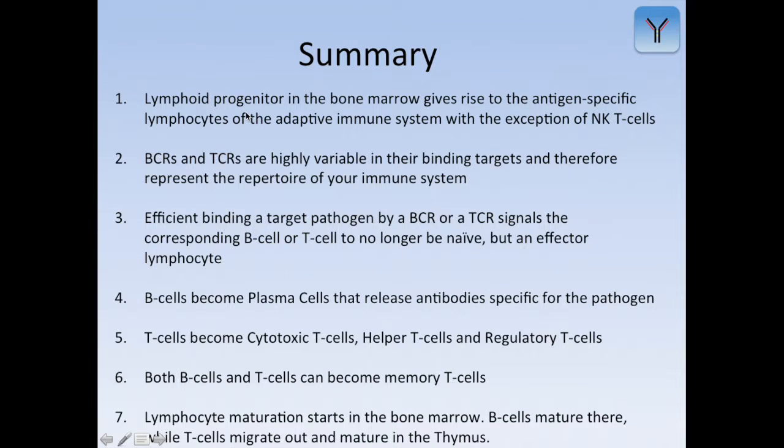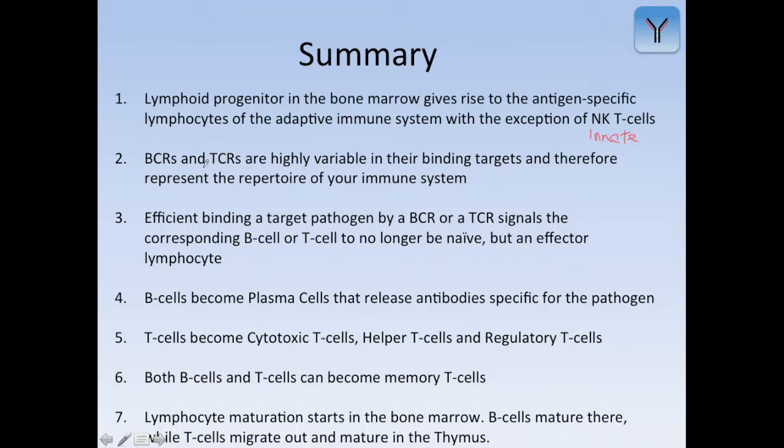In summary, lymphoid progenitors in the bone marrow give rise to the antigen-specific lymphocytes of the adaptive immune system, with the exception of natural killer T cells. Remember, natural killer T cells, although part of the lymphoid lineage, are part of the innate immune responses.